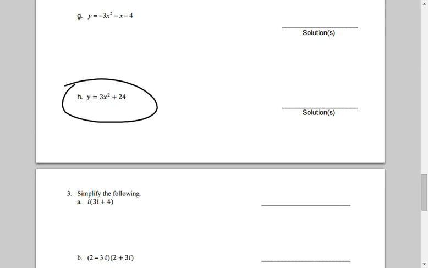So, wait a minute though. That one doesn't have a b. Well, therefore, b is what? B is 0. So that makes it just that much easier to do the quadratic formula because you stick zeros in a couple spots. All right.